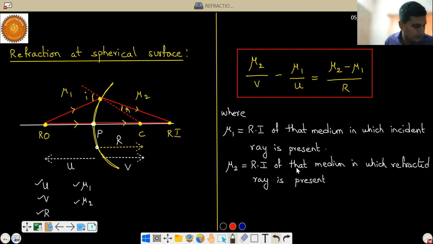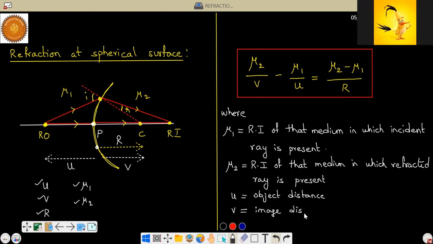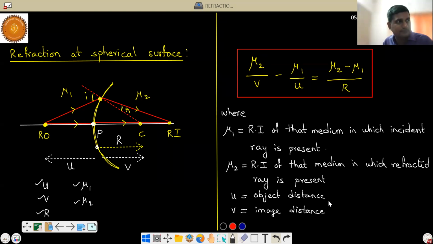Okay, and remaining things we already know. One is called U, which is the object distance, similar to spherical mirrors, where it is measured from the pole to the object, including sign convention also. And V is called... Sir, is this the lens maker's formula? No. Lens maker's formula is different.